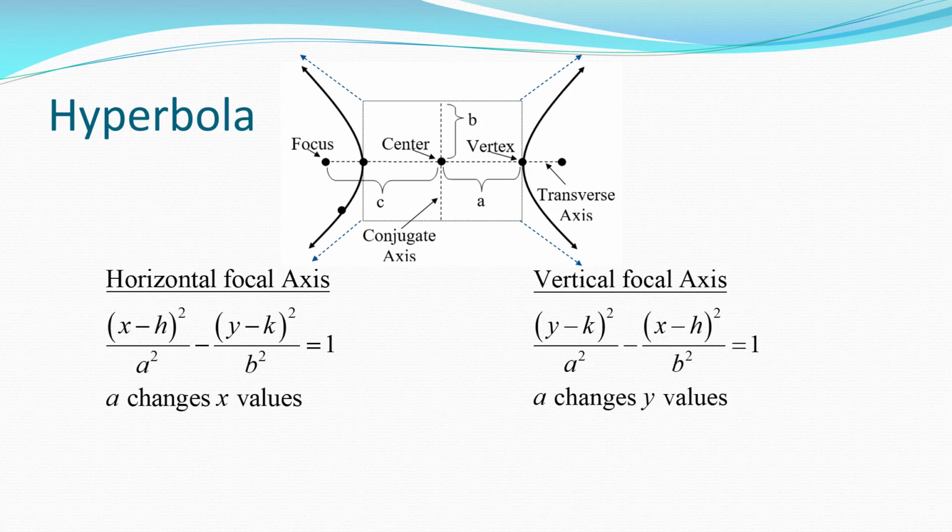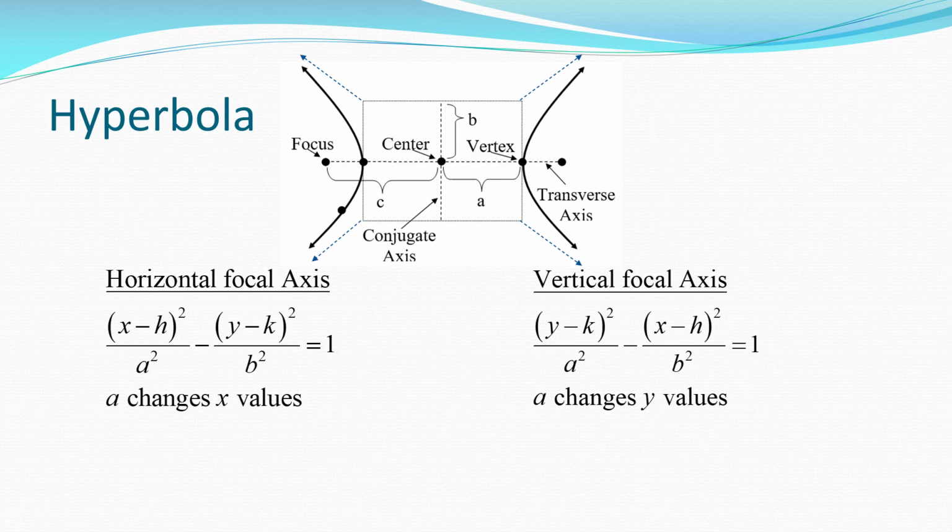Now I've given you two different formulas depending upon whether you want a horizontal focal axis or a vertical one. Notice in each case the positive term comes first, and also in each case the a squared is always under the positive term, not the term that's being subtracted. For the horizontal focal axis, the a squared is under x squared, so a changes x values. So a and c change the same thing: they change x values. In the second case, the vertical focal axis, the a squared is under the y squared. So that means a changes y values. So then a and c will both change the same thing, and the vertices and the foci go up and down from the center.